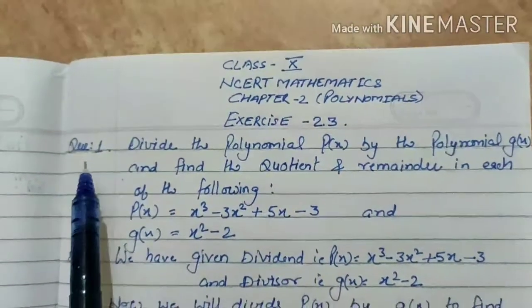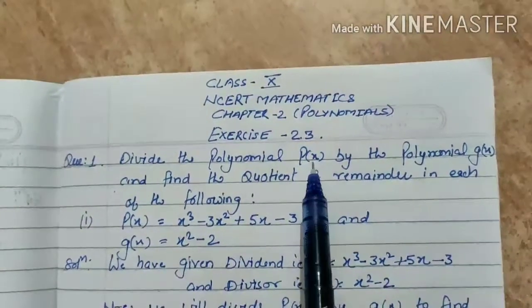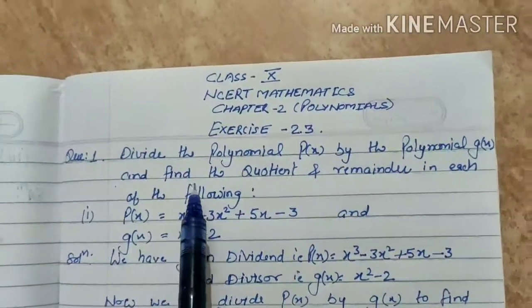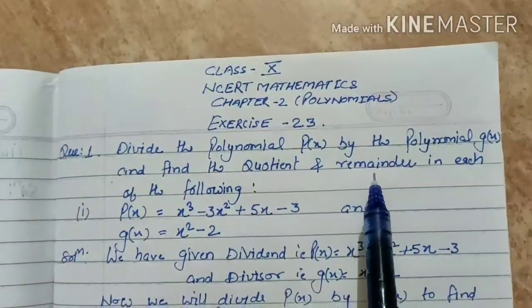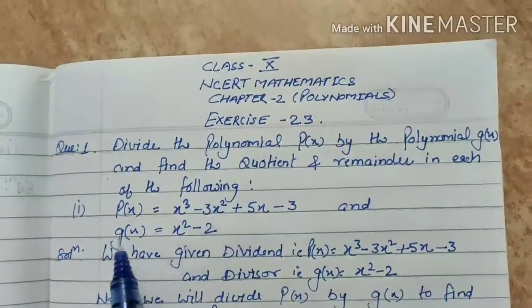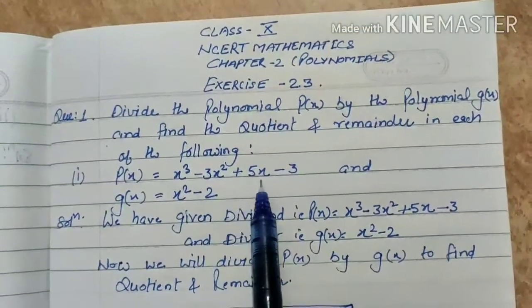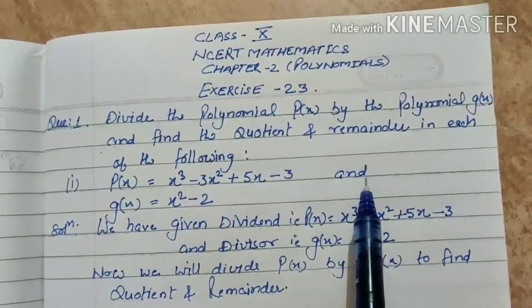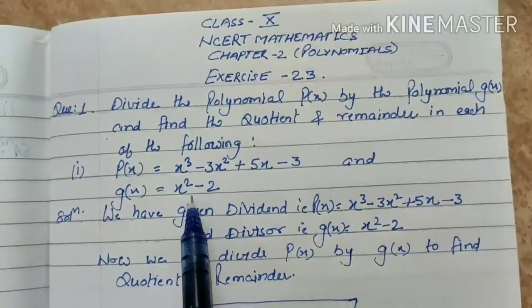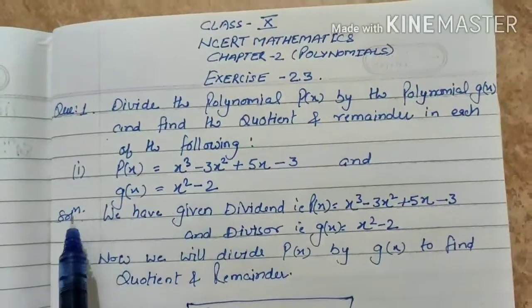So let's start. Question number 1, divide the polynomial p(x) by the polynomial g(x) and find the quotient and remainder in each of the following. So the first part we have p(x) as x cube minus 3x square plus 5x minus 3 and g(x) as x square minus 2. So let's start.